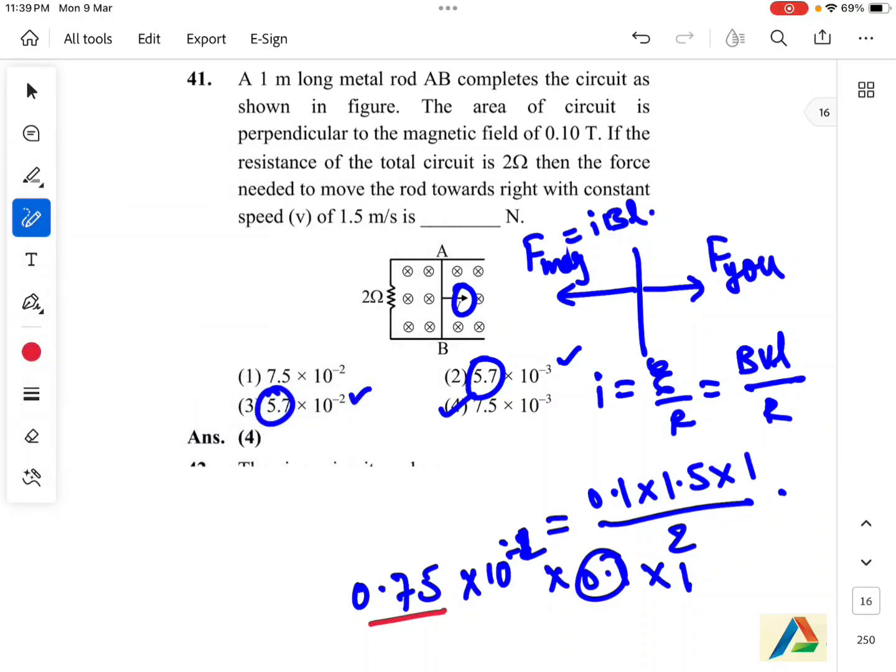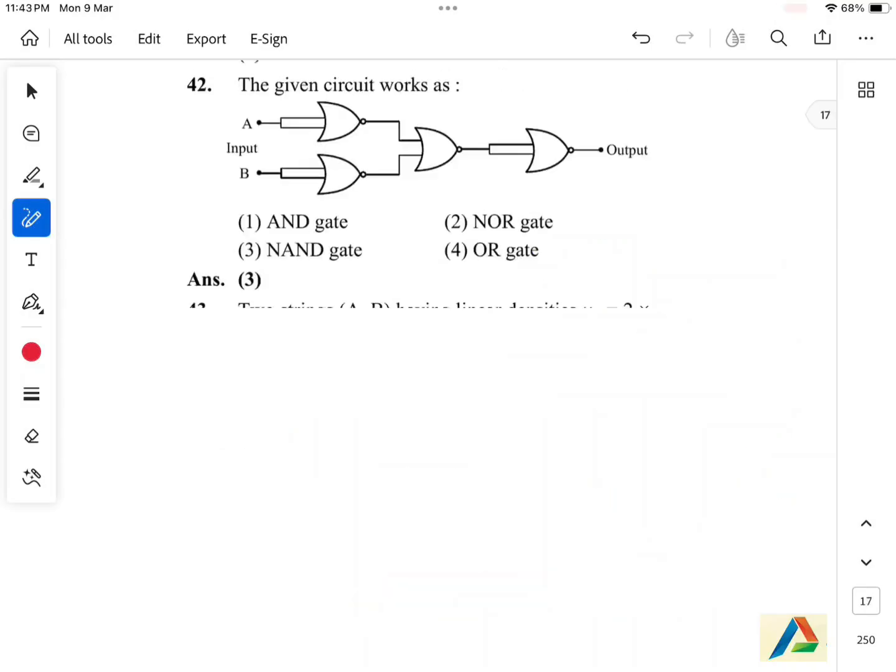0.75 into 10 power minus 1 is the current. Current into B is 0.1, into L is 1. Okay, so that will give you 7.5 into 10 power minus 3.